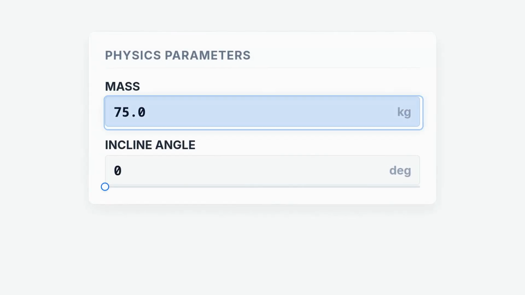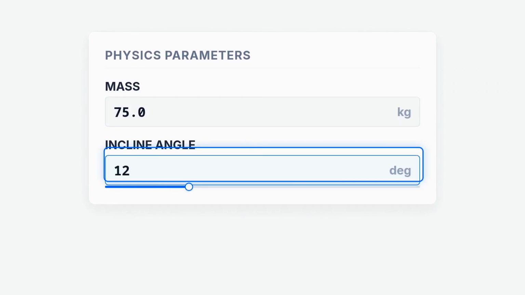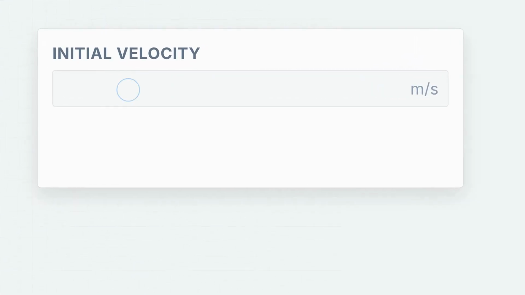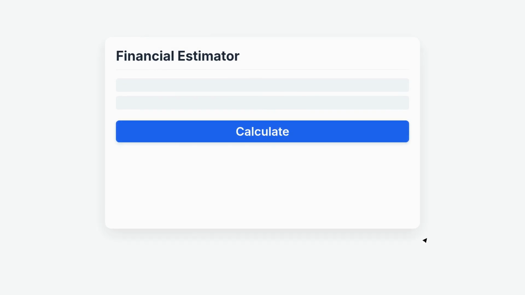Mass in kilograms is needed for certain modes. The incline angle in degrees handles slope calculations. Finally, initial velocity in meters per second is used for deceleration problems. After clicking Calculate, the results appear below.